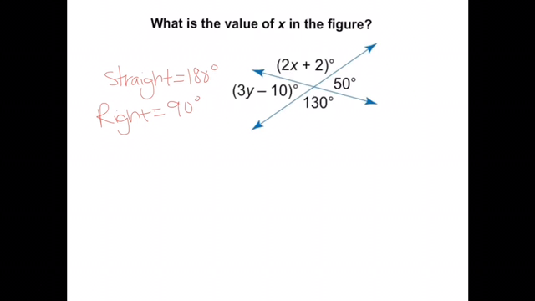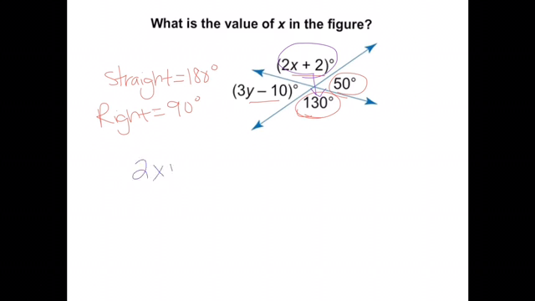So I can see a couple things. I can see that 130 and 50 make 180, which is great, which means I know these two expressions also are going to equal 180. But I can make it a little bit easier because I know that 2x plus 2 is going to equal 130 because they're vertical angles. So I can find the value of x simply by solving just one of those.